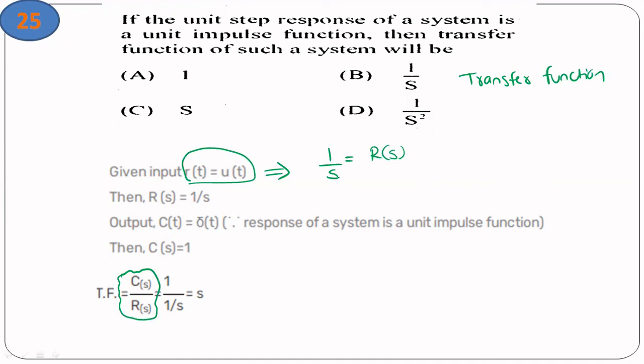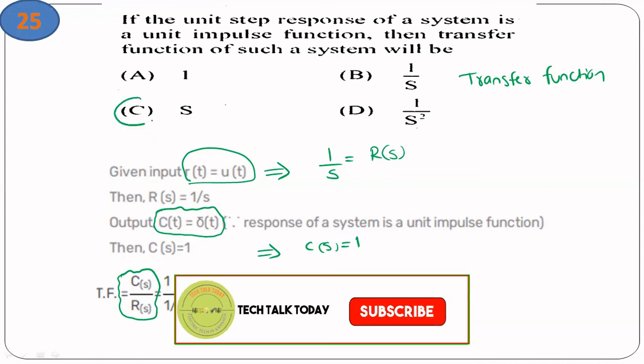So the output is delta t, that is the response. You can see here that the input is a unit step, which is u of t. We can convert it to Laplace as 1 by s. And the output is given as a unit impulse. Okay, the output is a unit impulse, that is c of t equal to delta t. Now again, if we convert this to Laplace, C of s is equal to 1. Now we know that transfer function is the ratio of C of s by R of s. So if we solve this, we shall get s as the answer.